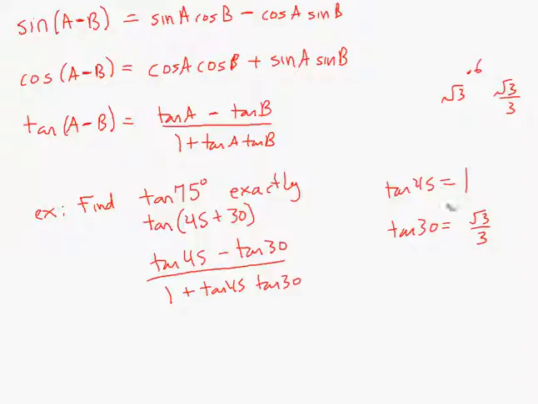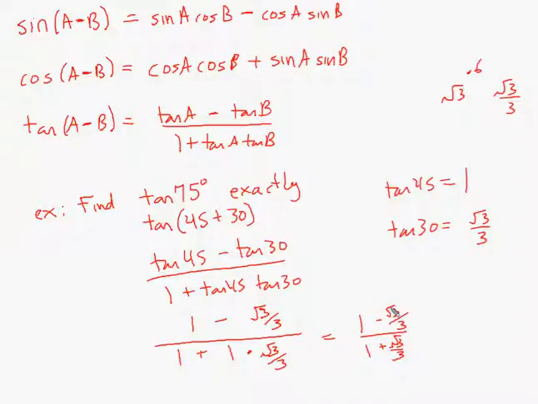All right, so we know these, so we're just going to put them in. Tan 45 is 1 minus tan 30 is root 3 over 3 all over 1 plus 1 times root 3 over 3. Now we need to be careful that we follow the order of operations. Multiply before add and subtract. So 1 times this stuff is that stuff. So I have 1 plus root 3 over 3. And this is 1 minus root 3 over 3.